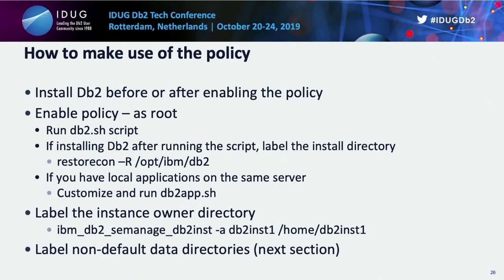If you have local applications, like I said, run Db2 app, that script, to install that policy. And then you run the script to label the instance owner's home directory. So you tell us who the instance owner is and where that directory is, and that'll go off and set all the proper labels on those files. And then, as we're going to talk about in the next section, you're going to have non-default data directories. You need to label those as well.